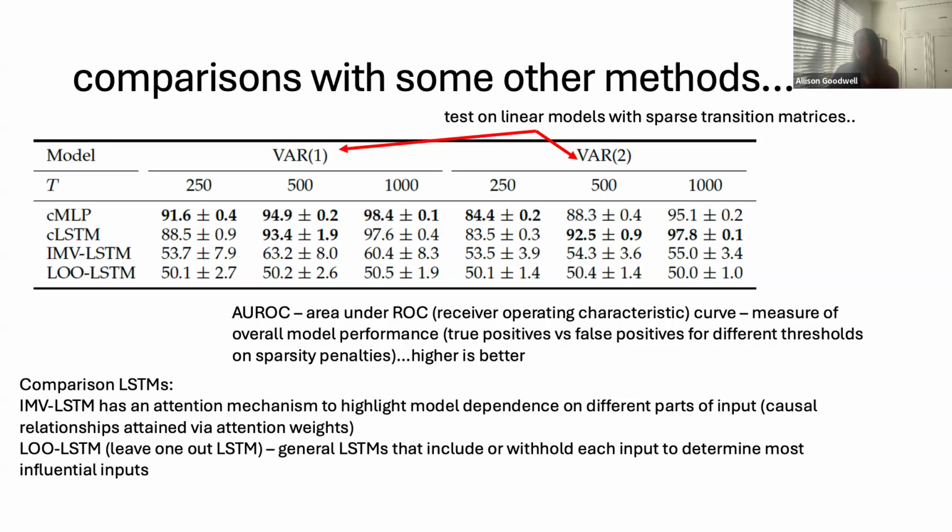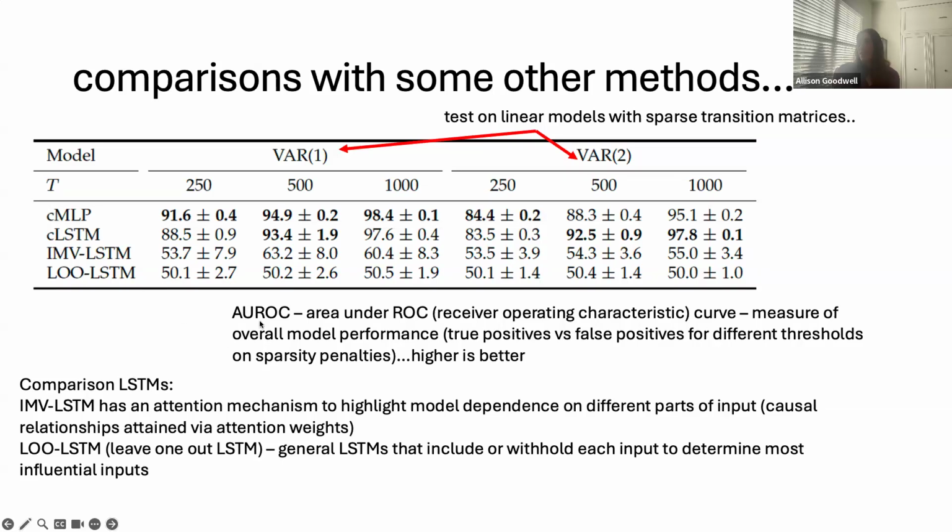And they do some comparisons with some other model-based causality methods in a couple of different data types where they have a known causal map. So the first thing they do is they test it on linear models with sparse transition matrices, generating data with a certain data length, between 250 and 1,000 data points. So these are not huge data sets. And then they're using their two methods and comparing with two other methods.